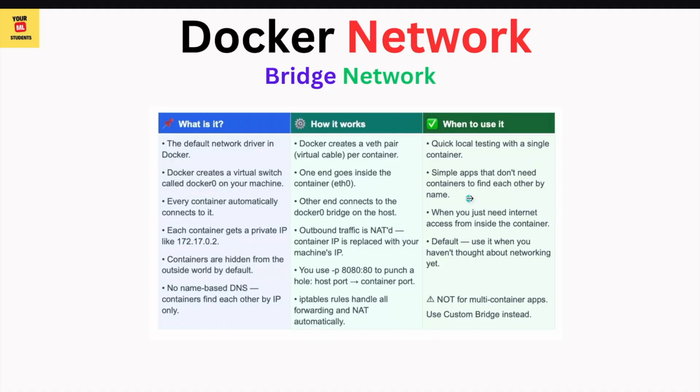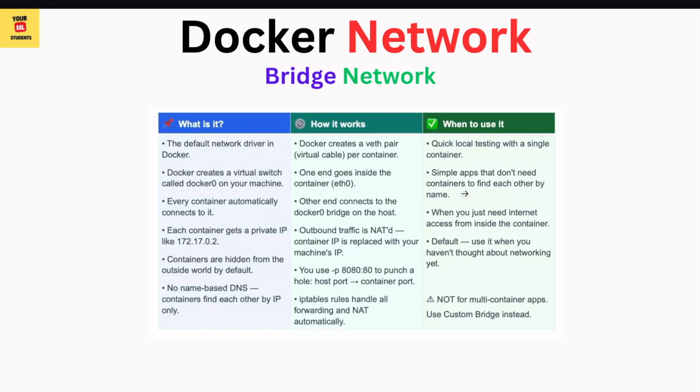Okay, now when to use it? If you really want to do quick local testing with a single container, just use bridge network. And anyways, by default only bridge network works, so you don't have to think about it much. Okay, simple apps that don't need containers to find each other by name.